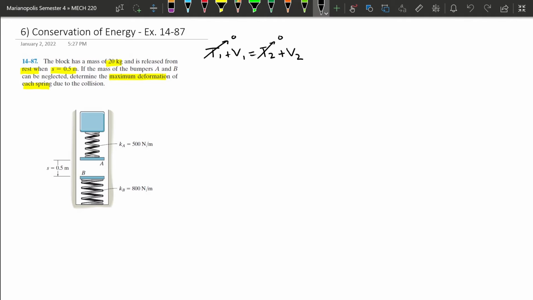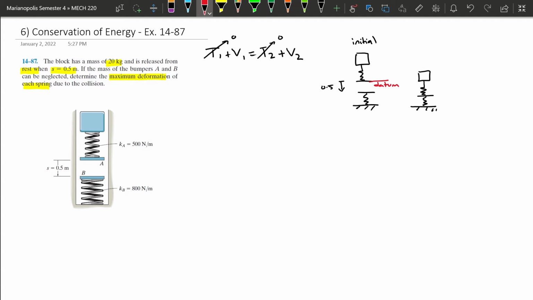and that depends on what we choose as our datum, right? So let me just draw quickly what we have here. This is our initial state, right? And in our final state, we're going to have something like this here. We know that this distance here is 0.5 meters, S, and then this is going to compress the top spring and the bottom spring.